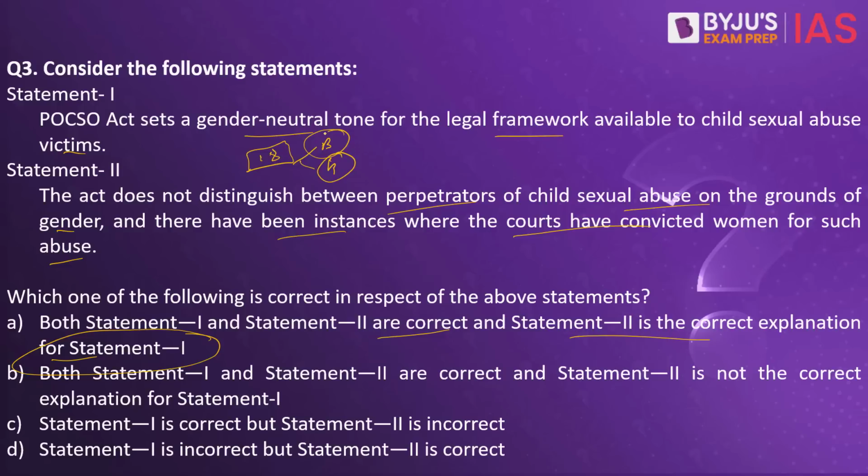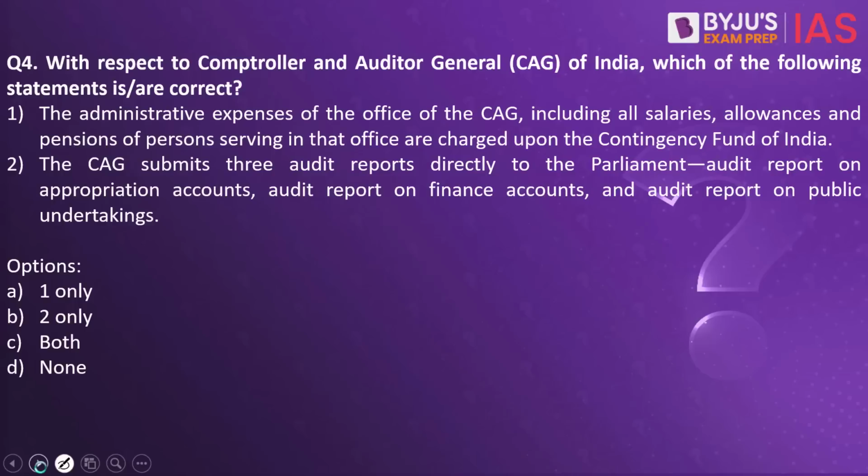So basically, it carries two meanings. One, it is applicable to both boys and girls who are less than 18 years of age, and at the same time, this sexual assault can also be committed by a woman against a boy who is less than 18 years of age, and such women can also be thrown behind bars. So both Statement 1 and Statement 2 are correct, and Statement 2 happens to be the right explanation with respect to Statement 1. Now let's look into the next practice question.